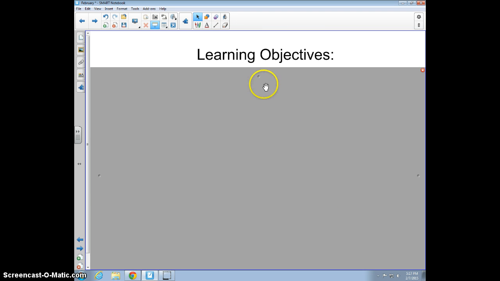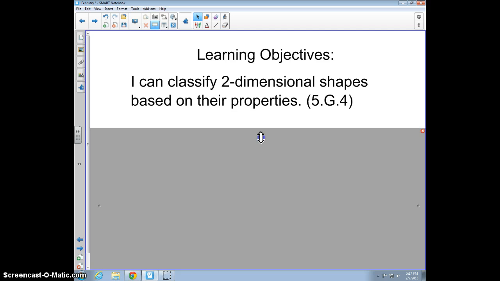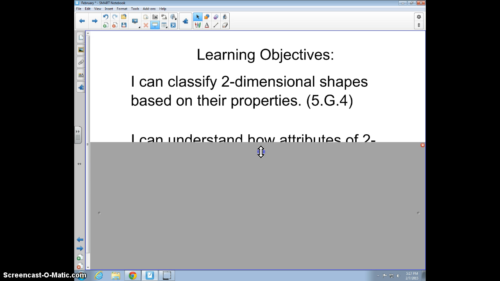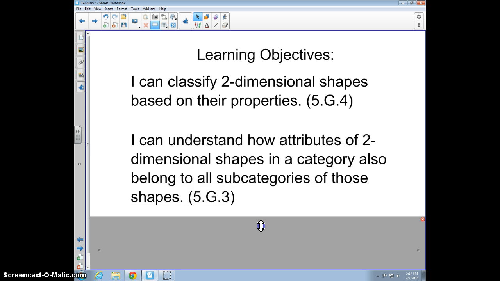Our learning objectives today, we have two. One is I can classify two-dimensional shapes based on their properties, which is 5th grade standard geometry 4. And the second learning objective is I can understand how attributes of two-dimensional shapes in a category also belong to all subcategories of those shapes, which is 5th grade standard geometry 3.